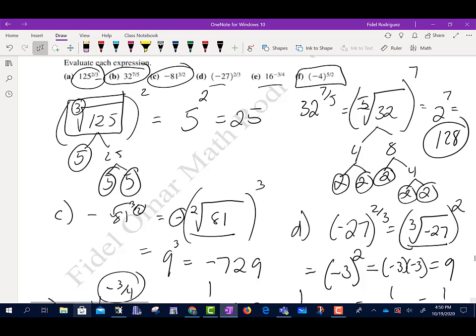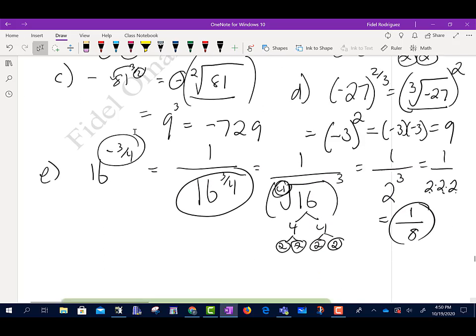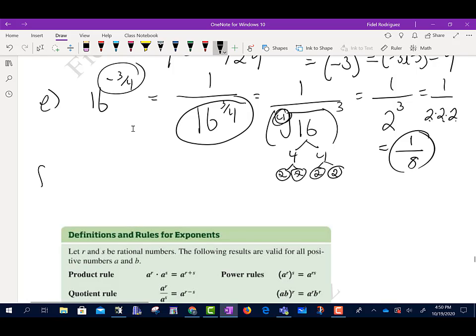Negative 4 to the power 5 halves. Okay? Sorry about that. Negative 4 to the power 5 halves. So this means I'm going to take the square root of negative 4 and raise it to the 5th.